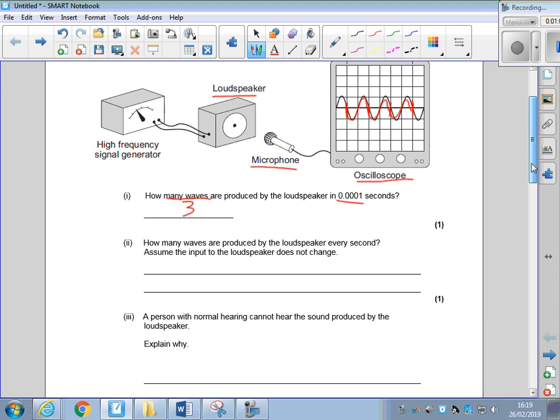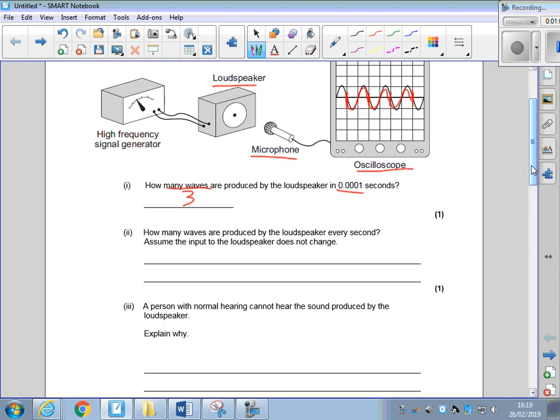Okay, so how many waves are produced by the loudspeaker every second? This is where we get confusion, because people will say, surely aren't there 3 produced every second? No. What we've got going on here is 3 in every 0.0001 second. So to work out how many in a second, we have to divide the number of waves by the amount of time, and that would give us an answer of 30,000 waves in a second.